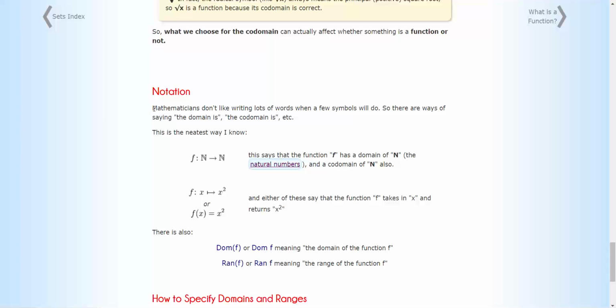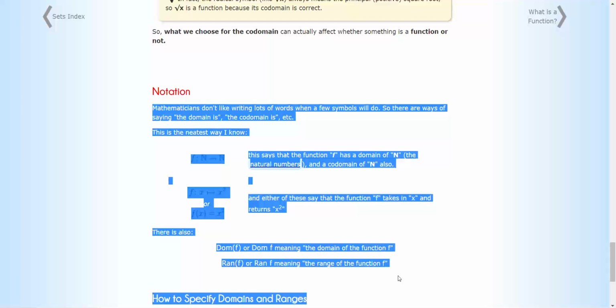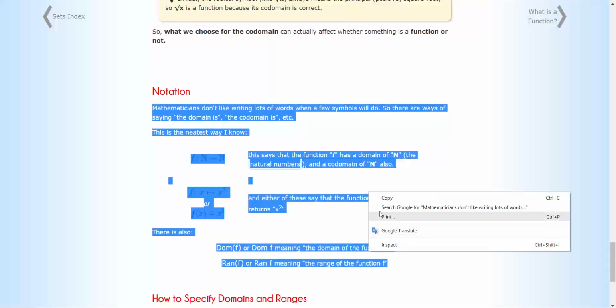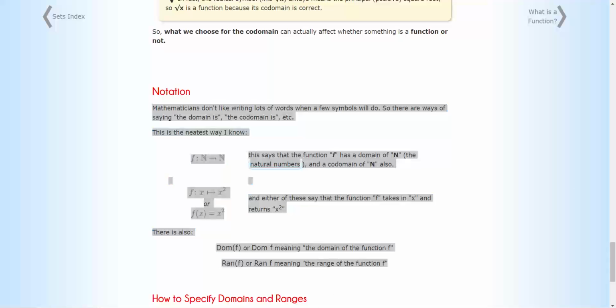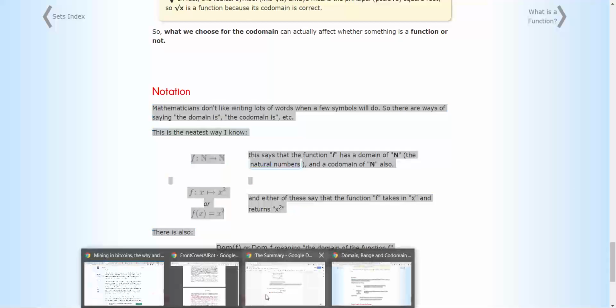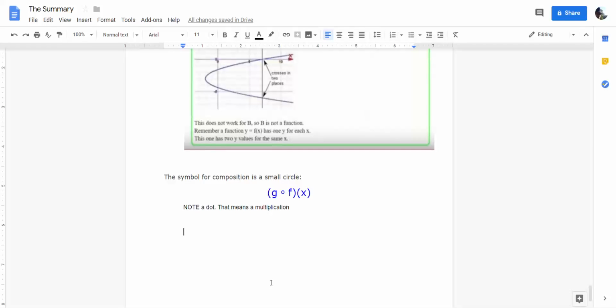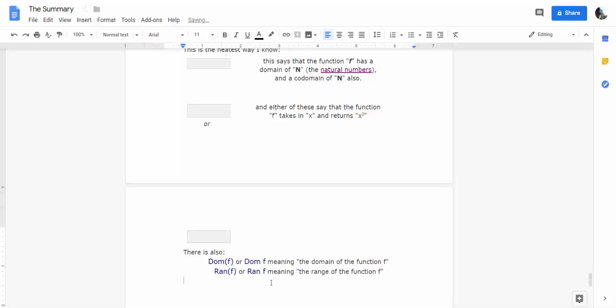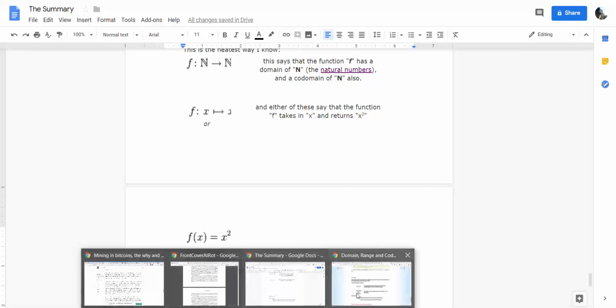Let's do this copied to the list of notes. Nice.